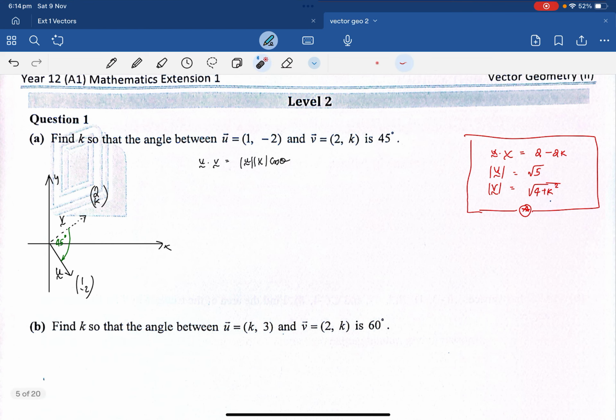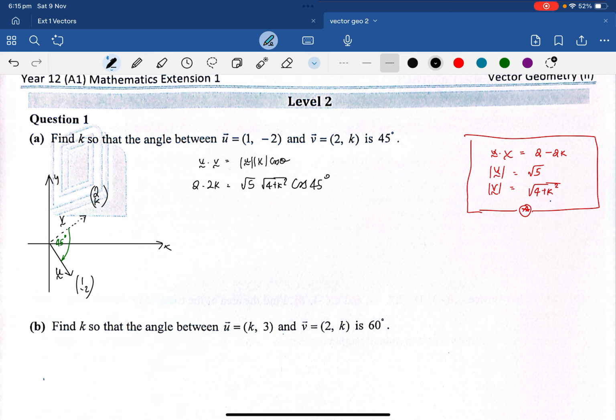So let's just sub in the information we know. We know that u dot v is 2 minus 2k. Let's sub that in here. 2 minus 2k is equal to the magnitude of vector u, which, as you can see here, is root 5, and vector v is this, root of 4 plus k squared, and then cos of 45 degrees, because they give us theta is equal to 45. Simple.